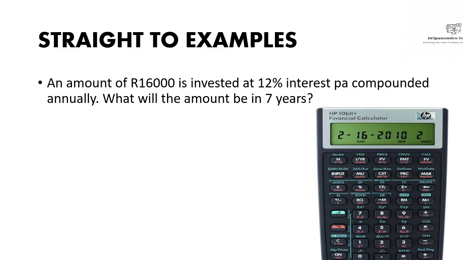So they've given us the present value to be 16,000, which is the amount that was invested. And then you have been given the interest. It says at 12% per annum. That is your I/YR. And then it says compounded annually. Now, what is the number for annual? It's one, because you have 1 year in a year. For semi-annual, you have two compound periods in a year. Monthly, you have 12 months in a year, and so forth.